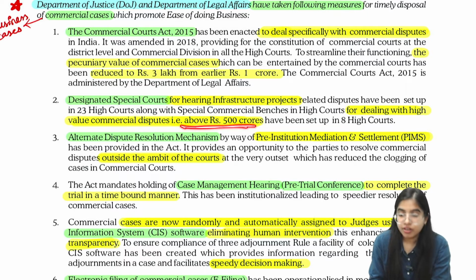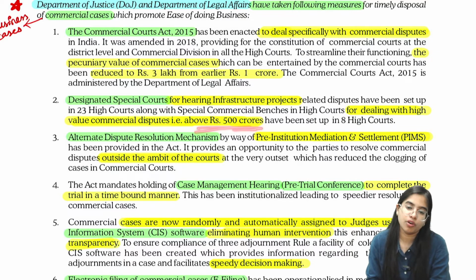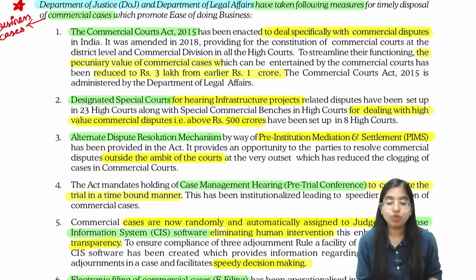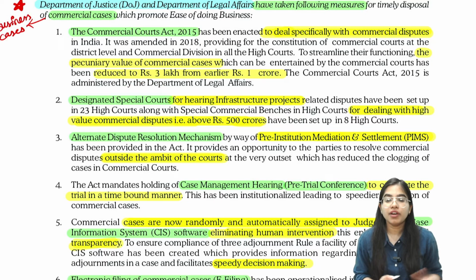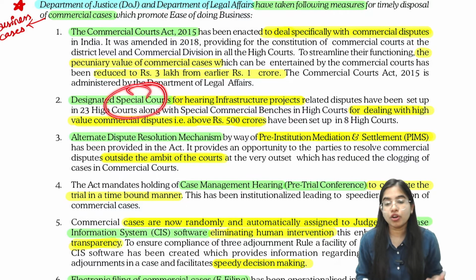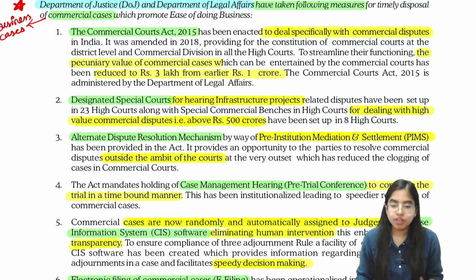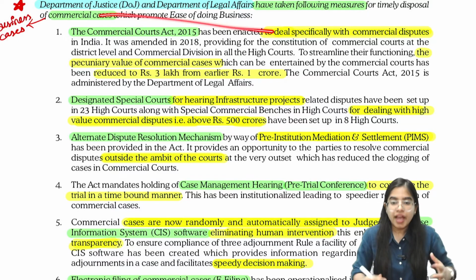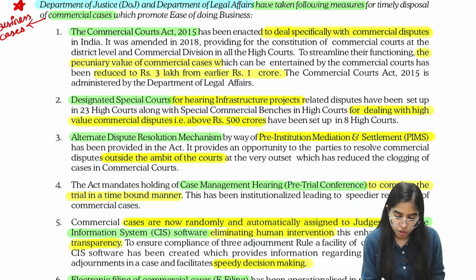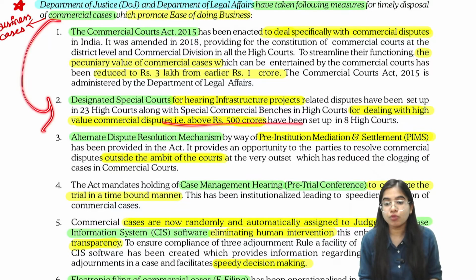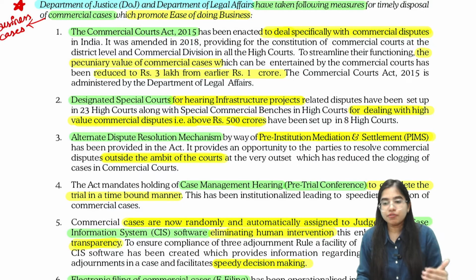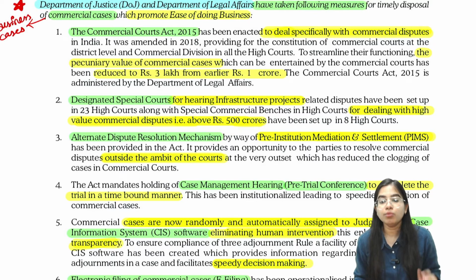So that is why, if you want to submit your infrastructure case to the special court, then the value of that case should be minimum 500 crore or above. The special court will not entertain any case of less than 500 crore. So what the Department of Justice did, in order to promote ease of doing business, is make a special court for infrastructure projects to deal with infrastructure disputes of 500 crore or more.